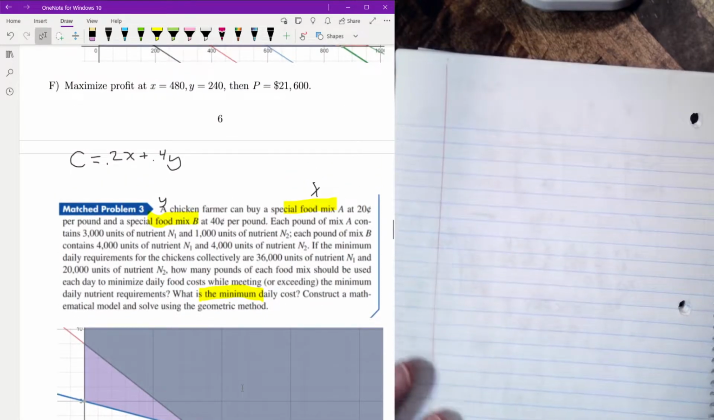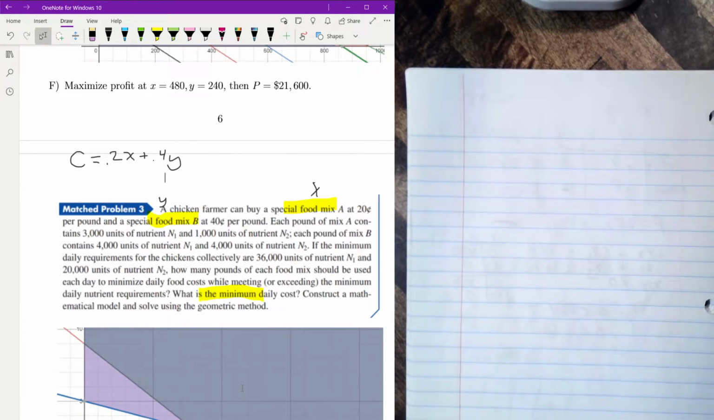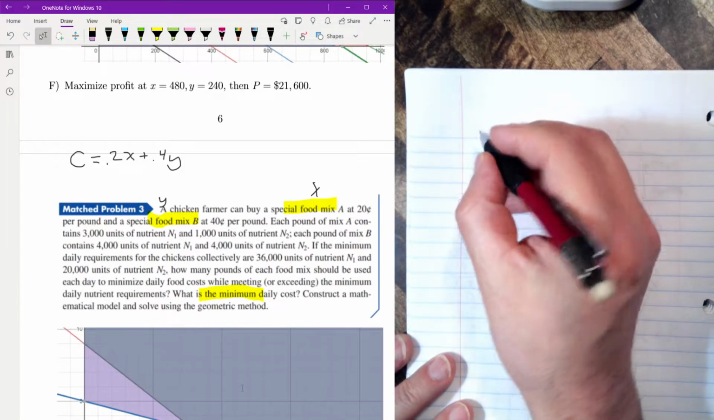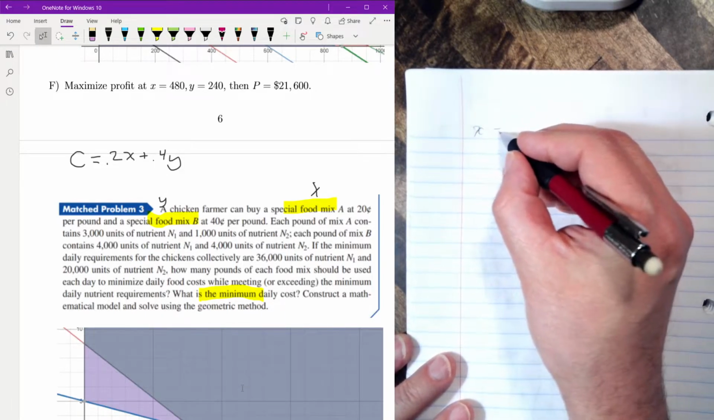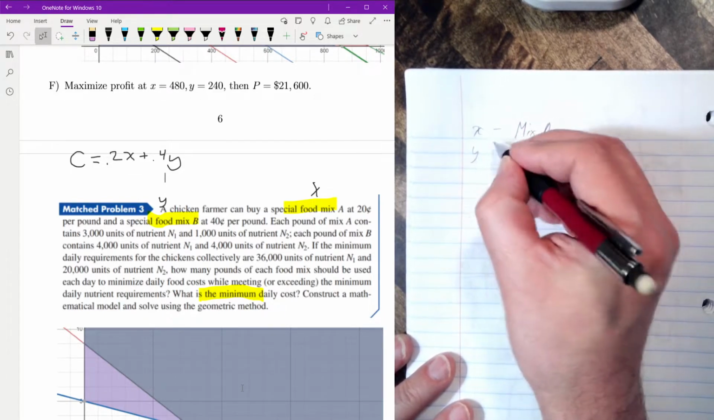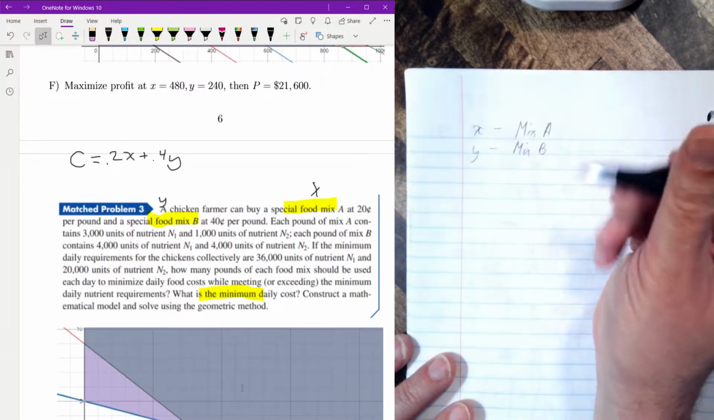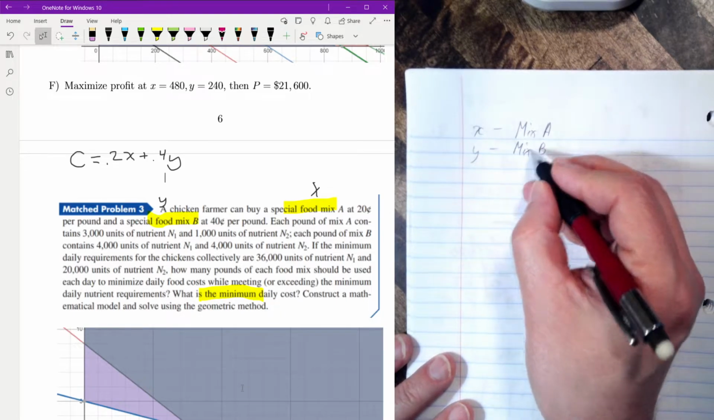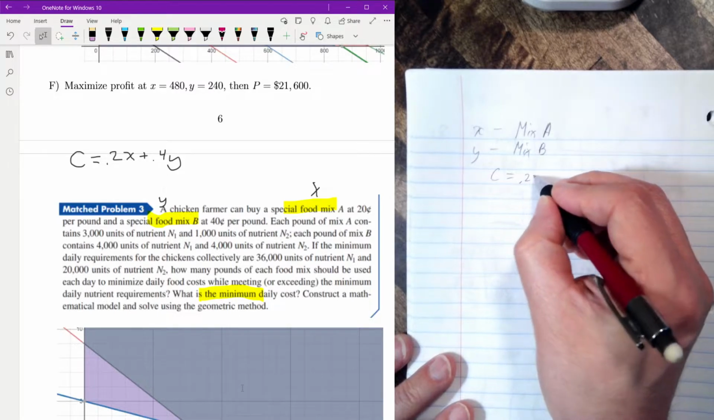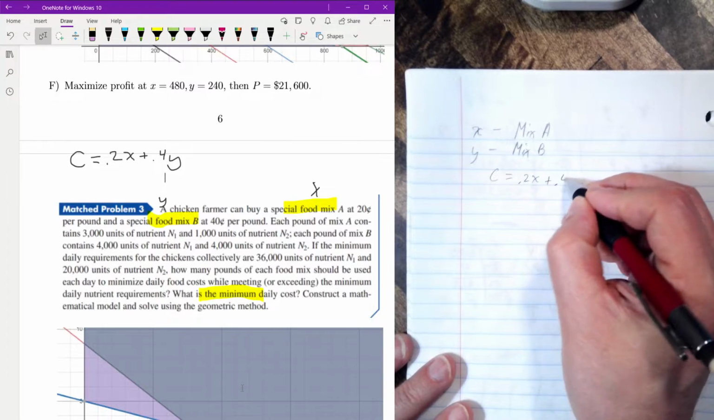So we're going to start with the decision variables X and Y. X is special food mix A, or mix A, and Y is mix B. And we've made our objective function, which is cost. Cost equals 0.2x, 0.2 meaning 20 cents, plus 0.4y.